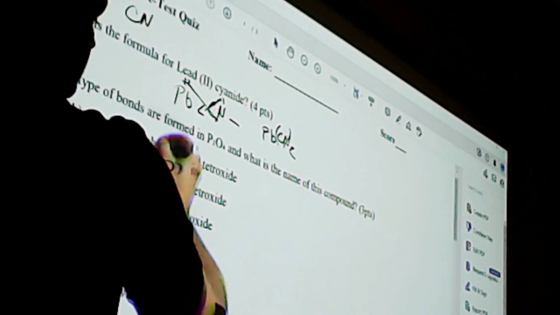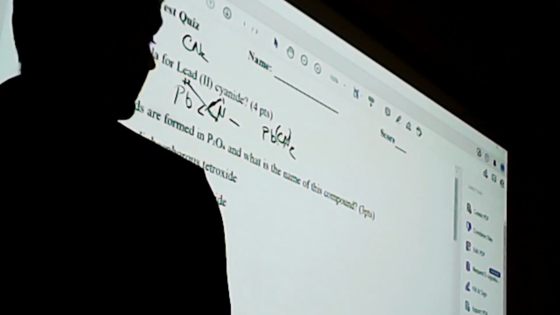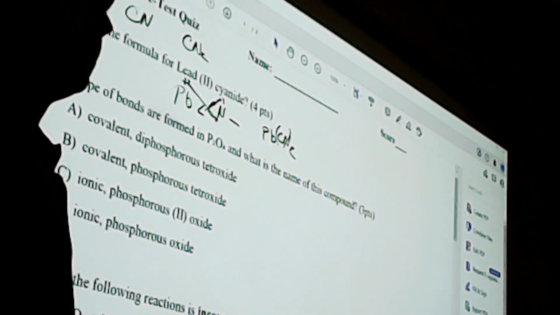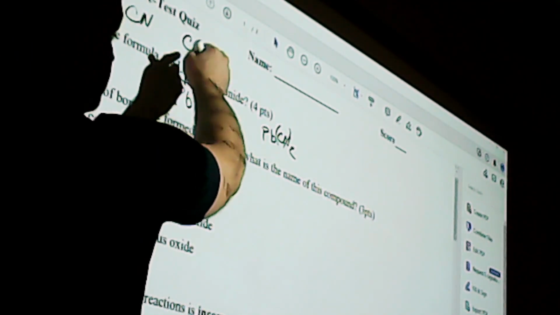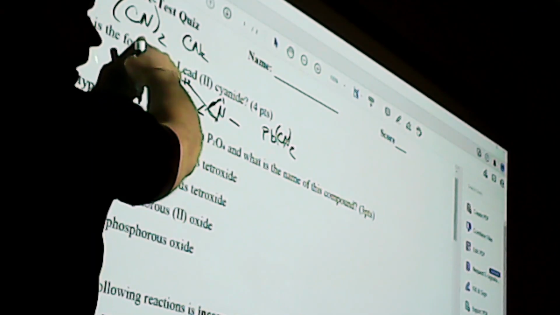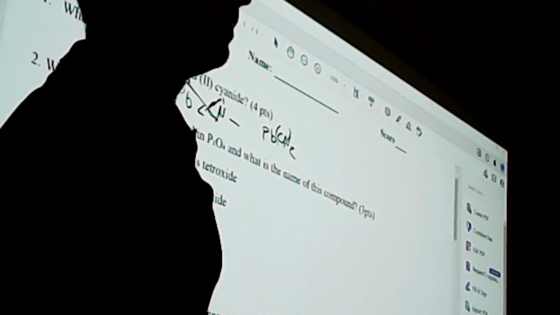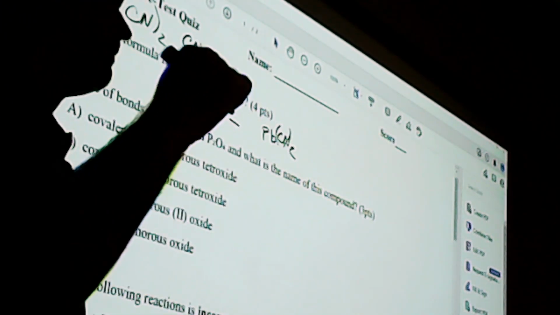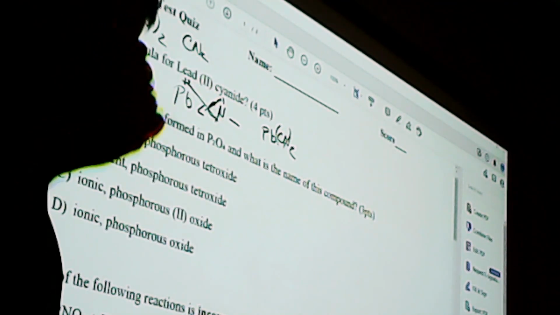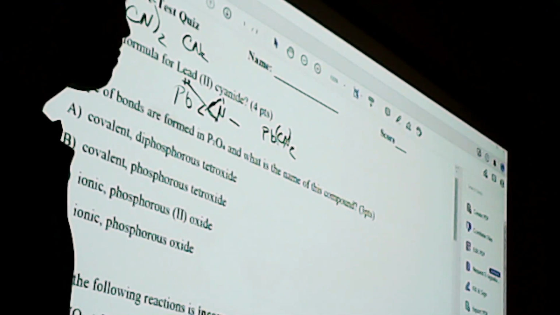Listen, this is cyanide, correct? That is not cyanide, because here we have 1 carbon and 2 nitrogens. The correct way, we have 1 carbon and 1 nitrogen, right? It makes a difference. So anytime you have a subscript with a polyatomic ion, that subscript has to be on the outside of the parentheses, and you need the parentheses there.